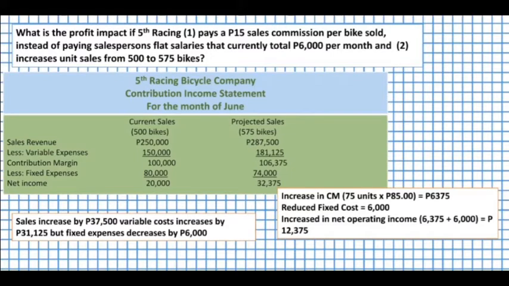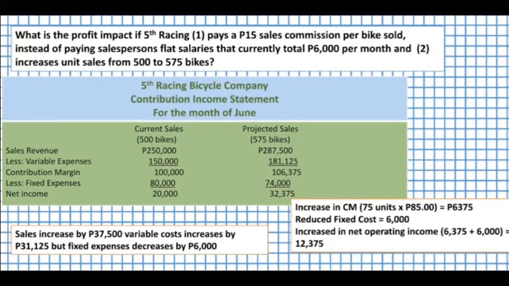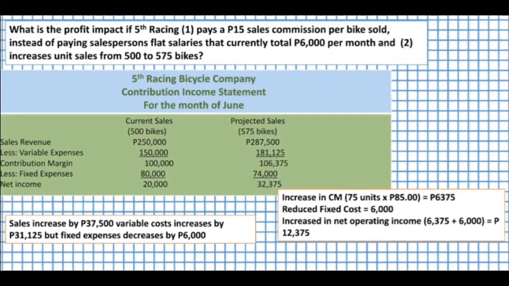287,500 minus 181,125 equals 106,375 minus 74,000 equals 32,375. Sales increase by 37,500. Variable cost increases by 31,125, but fixed expenses decrease by 6,000.